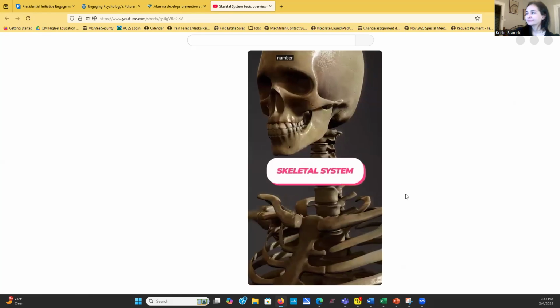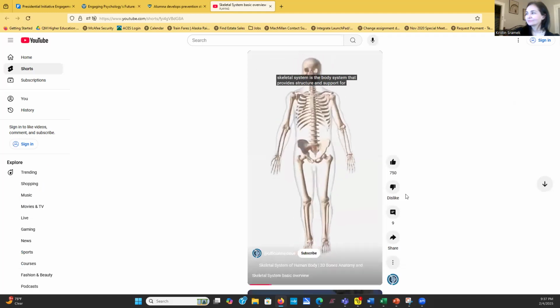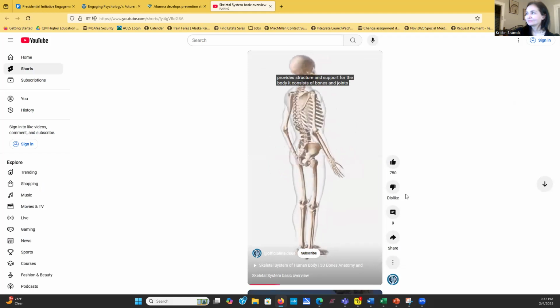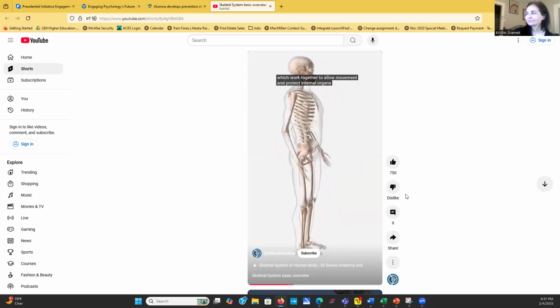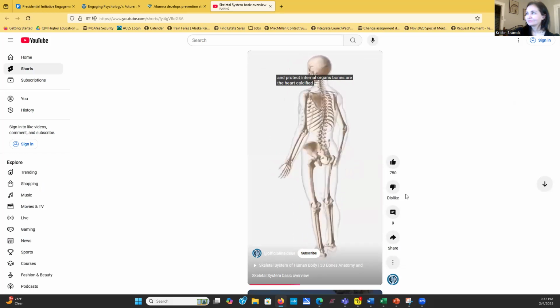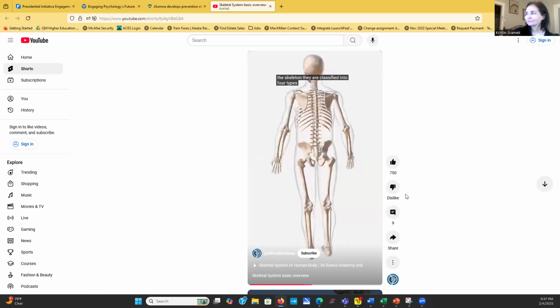Number one, the skeletal system. The skeletal system is the body system that provides. They are classified.